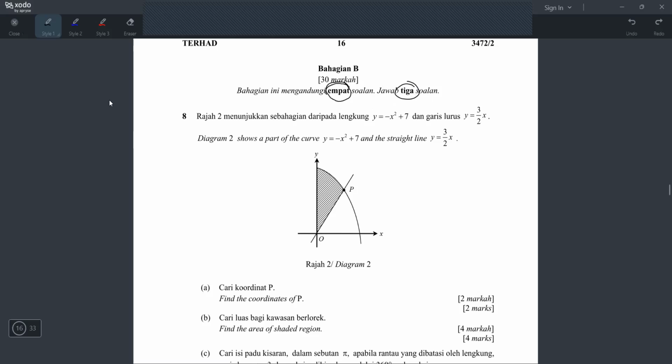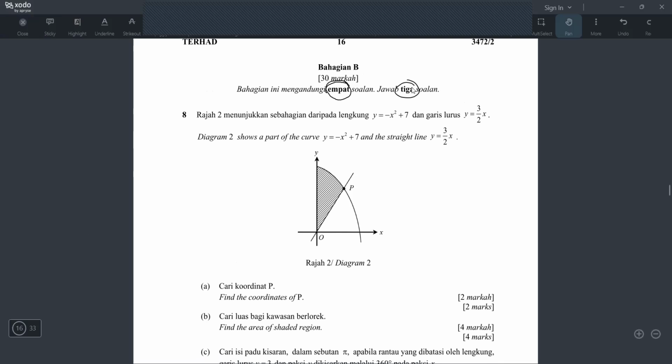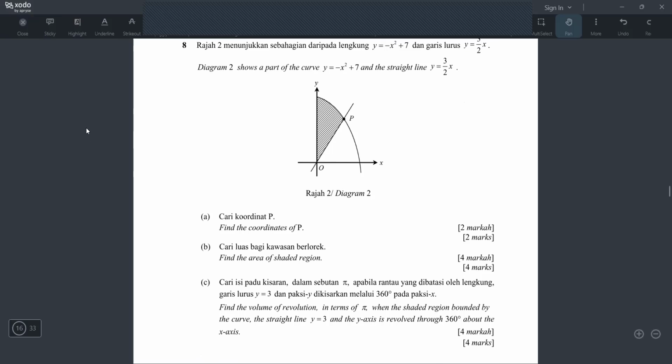So for this one, question 8 is the integration. Okay, I'll do all 4 questions. I will not choose 3 to do. I will do all 4 because I'm doing this video for revision. So I will do all 4.